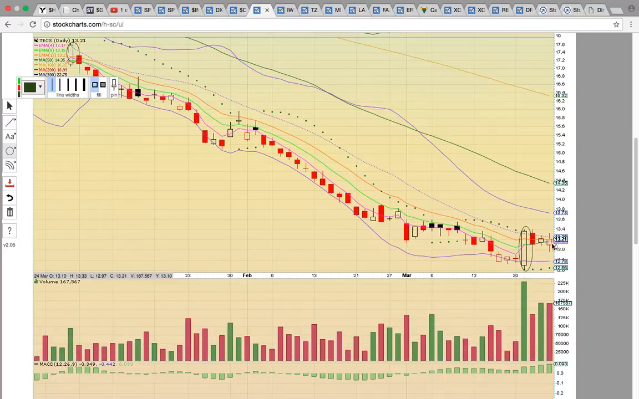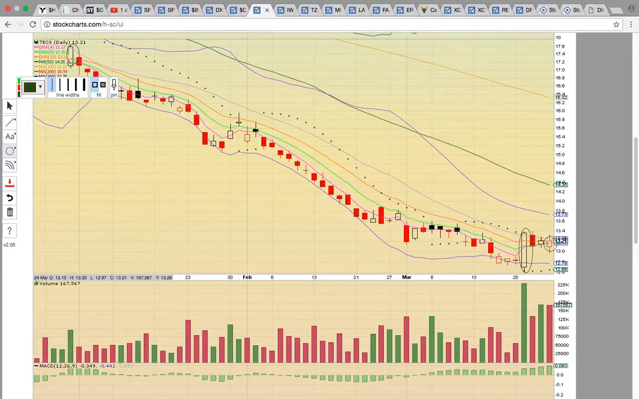And notice here the close on Friday. This is an open red candle. What this means is that the open was the bottom of the candle here and the close was the top. And so even though TECS was down on the day, it closed above its open. That's signaling that the bulls were actually in control into the close.